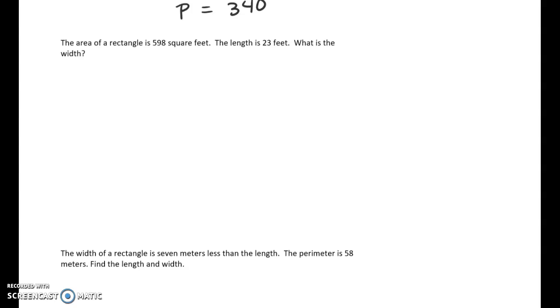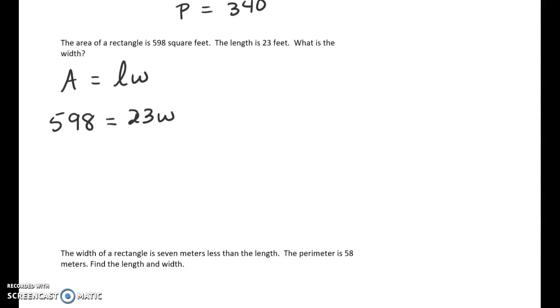The area of a rectangle is 598 square feet. The length is 23 feet. What is the width? So area of a rectangle is length times width. They tell us the area, 598 square feet. The length is 23 feet. They don't tell us the width. That's what we're looking for.